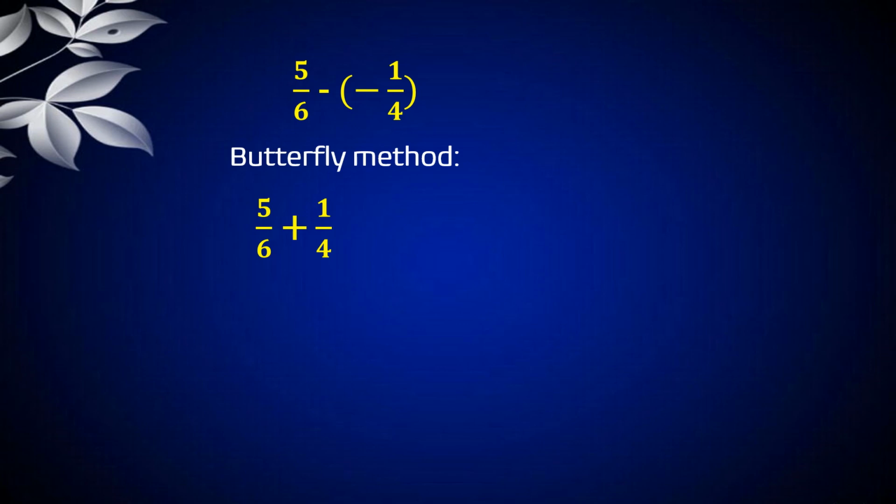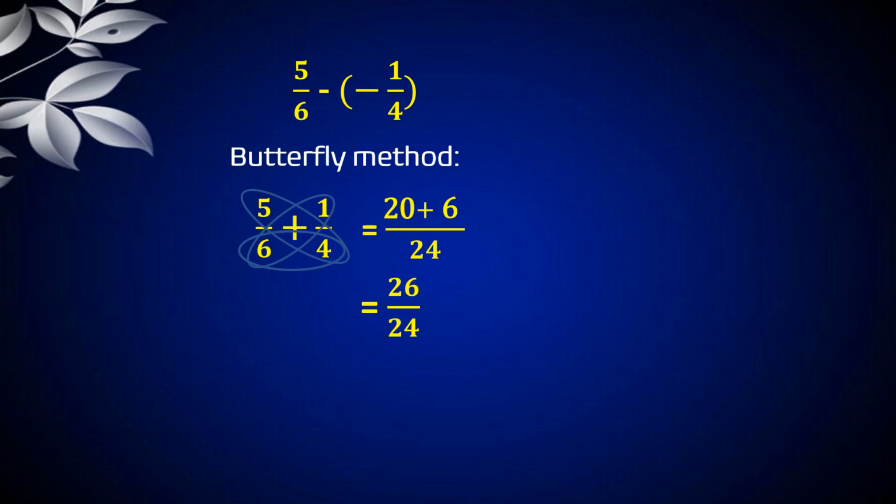Multiply the denominator 6 and 4. So, we have 24. Then multiply 5 and 4. So we have 20. Then the other one, 6 times 1 is equal to 6. So now let's plus. 20 plus 6 is equal to 26 over 24. Then simplify natin. The fraction is now improper fraction.